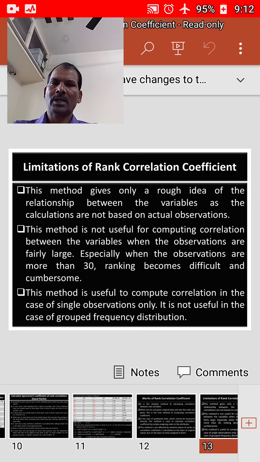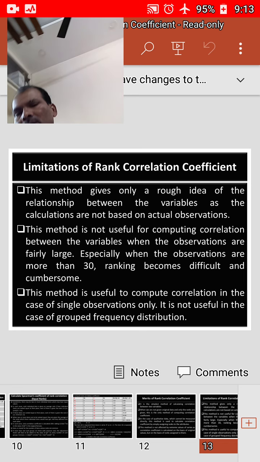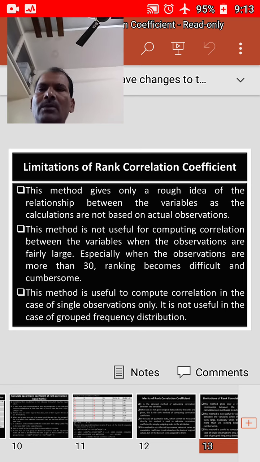Sometimes if the same ranks occur, we may get confused which rank to give. It will become complicated, but we can calculate. And this method is useful to compute correlation in the case of single observations only. It is not useful in the case of grouped frequency distributions. That is another drawback that we have.